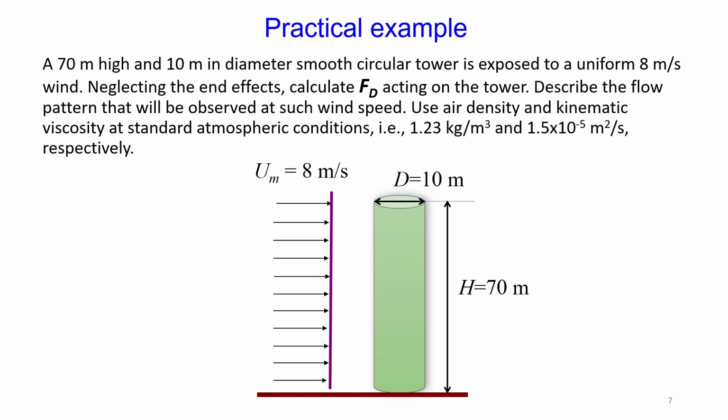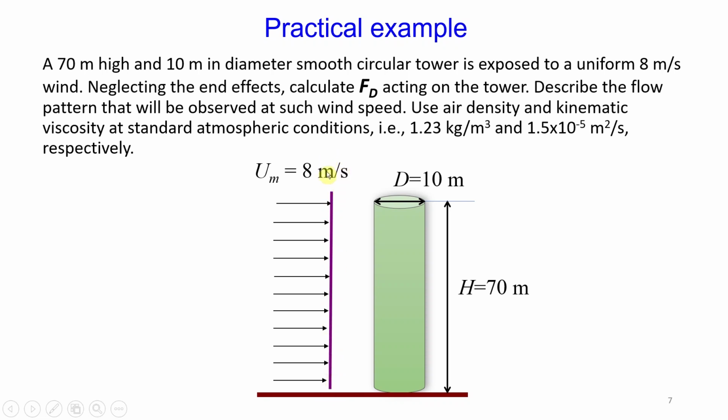For our calculations, because this is a tower on the surface, the fluid is air, and we use air density and kinematic viscosity at standard atmospheric conditions, which is 1.23 kilograms per meter cubed, and kinematic viscosity approximately 1.5 multiplied by 10 to the power minus 5 meters squared per second. I would like to highlight that in this example we are considering uniform wind velocity. Therefore, our velocity is uniform and does not change.